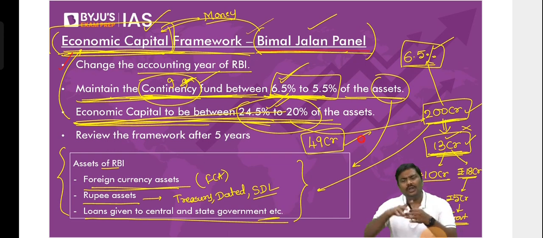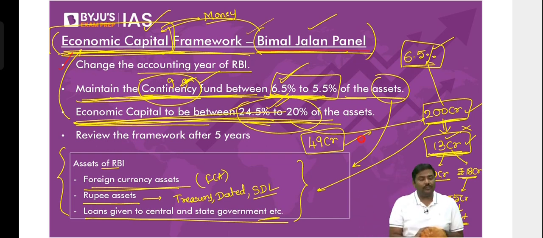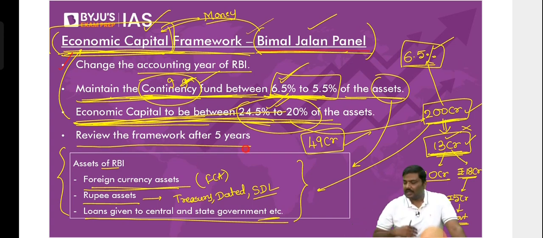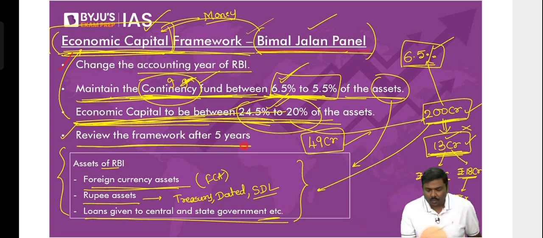If it is more than 49 crore, take it, transfer it to government. If it is less than 49 crore, then part of the surplus, you keep it with yourself to make the capital 49 crores. That is the basic idea of the economic capital in the range of 20% to 24.5%. And finally, you'll have to review this framework once every 5 years.